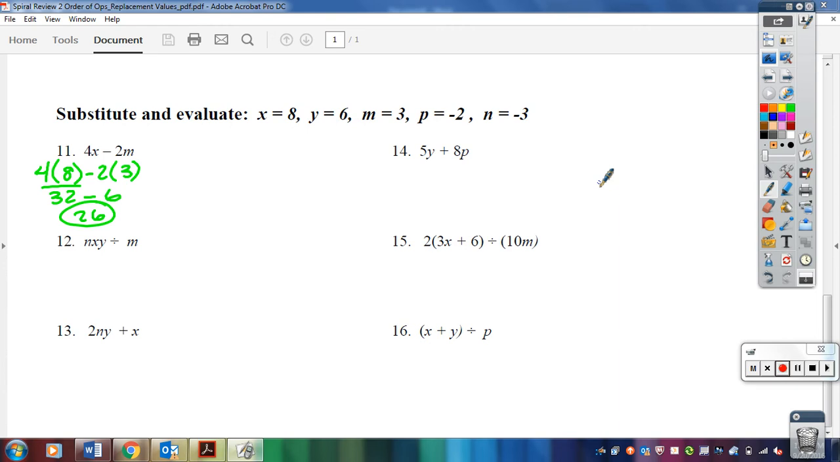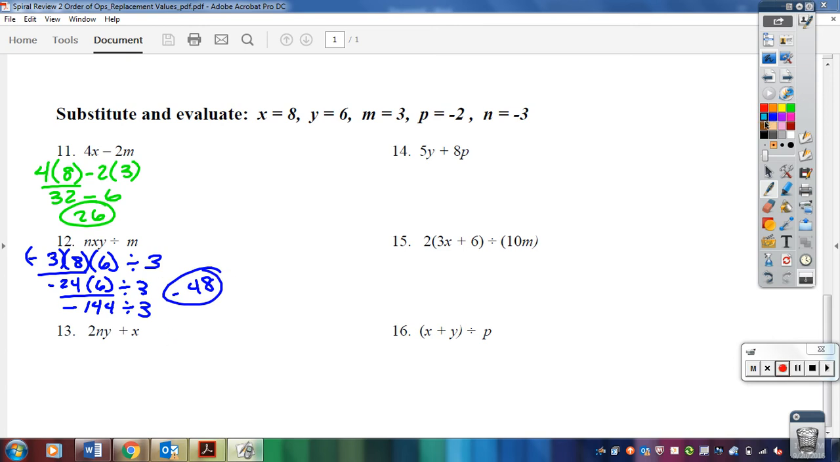Question 12 is n times x times y. It's not nxy, it's n times x times y. N is negative 3 times x, which is 8, times y, which is 6, all divided by n, which is 3. This is negative 24 times 6 divided by 3. Negative 24 times 6 is negative 144 divided by 3. 144, yep. And negative 144 divided by 3, let me just confirm, is negative 48.